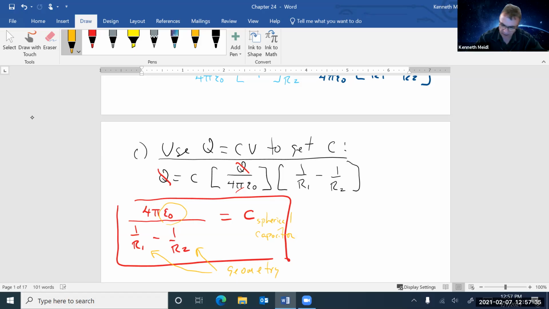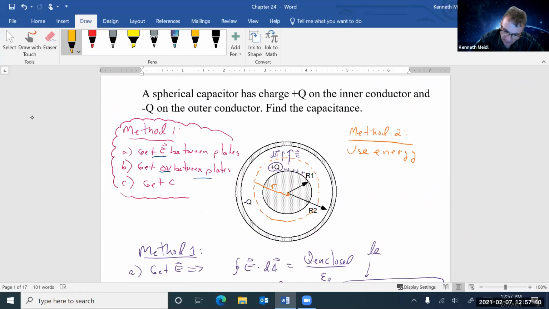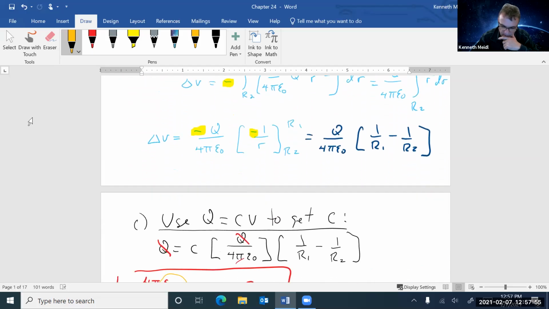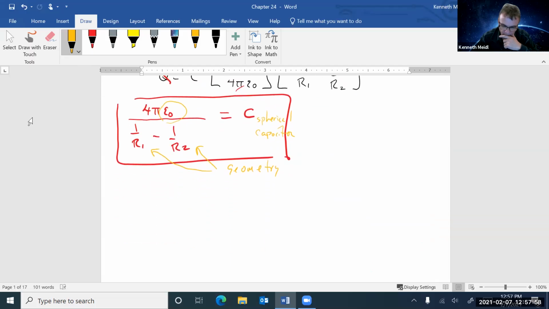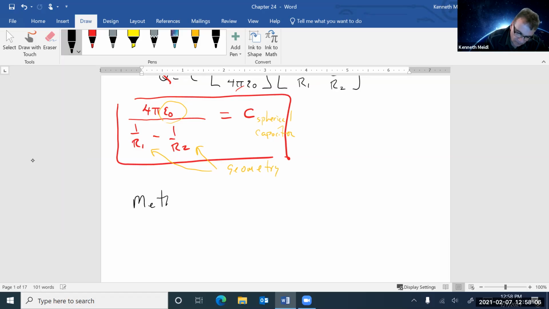Okay, so as mentioned before, there might be another way of doing this in terms of energy. And so how do you do this using something like energy here? Let's give this a try. So method 2, we're going to use energy to do this.